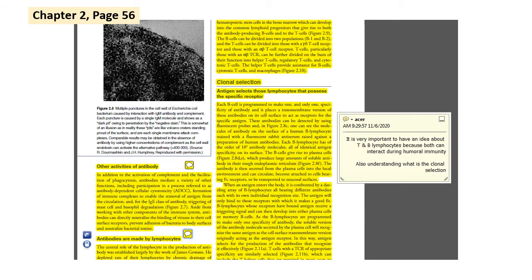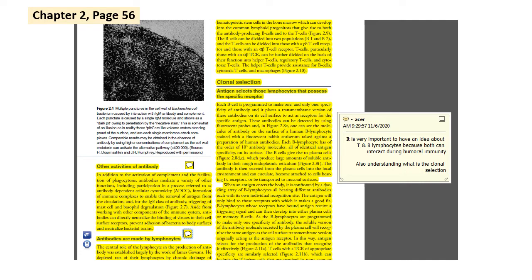Also, it's very important to have an idea about T and B lymphocytes because both can interact during humoral immunity. As I mentioned before, the T helper cell will assist the B cell in antibody production. Also, a very important item is called clonal selection. You have to understand what clonal selection is. We mean by clonal selection that the antigen selects lymphocytes that possess the specific receptor for this antigen.